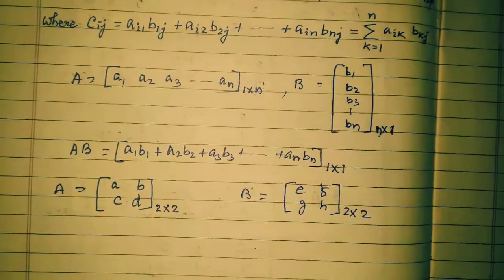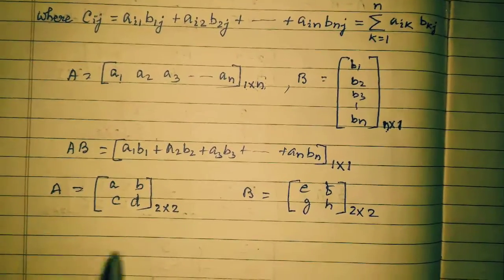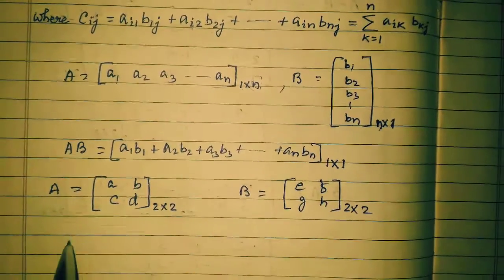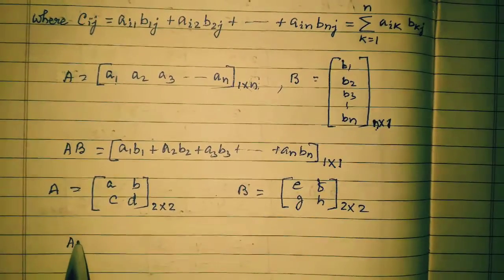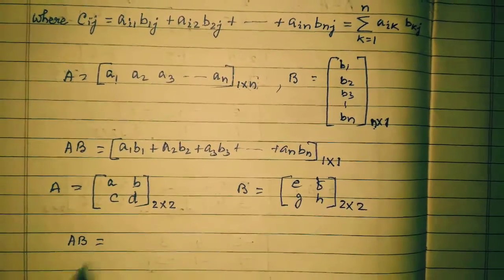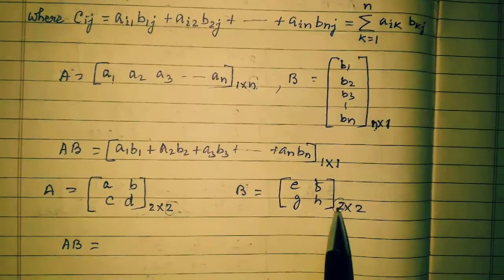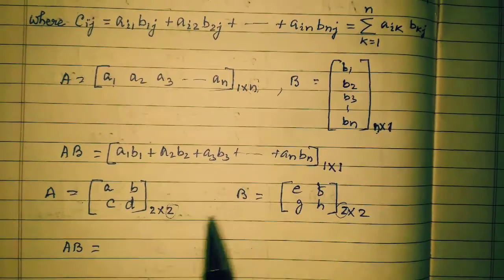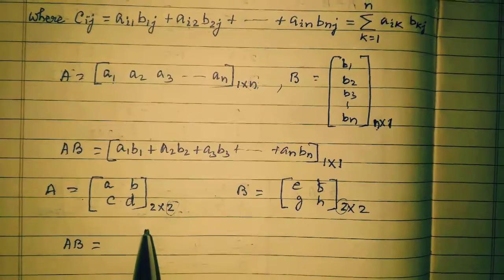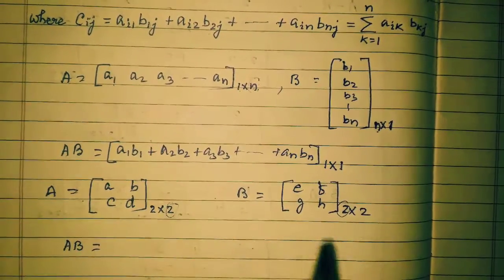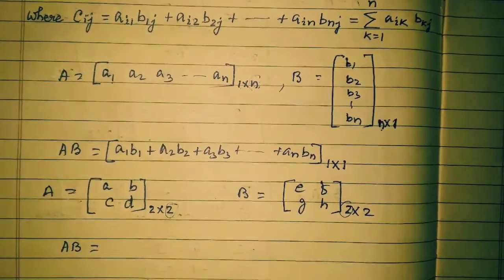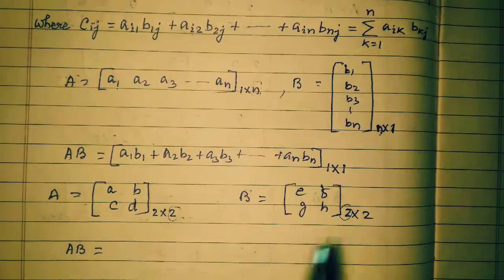So first of all, we'll see whether matrix multiplication is possible or not here. If we find A into B, A into B is possible because the column of this matrix and row of this matrix are both equal. So matrix multiplication is possible, and the resultant matrix order will be 2 into 2. Clear?